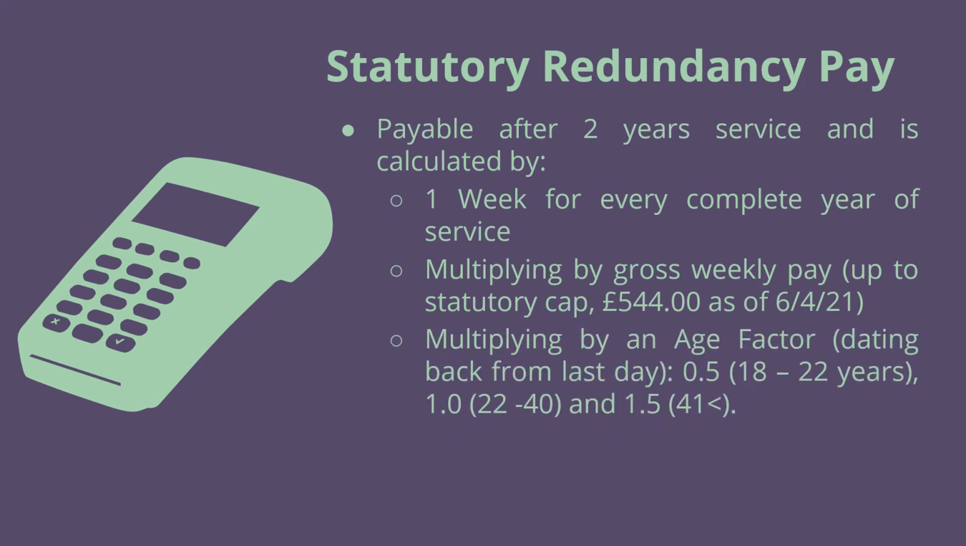This is in turn multiplied by an age factor dating back from how old you are when you are made redundant. This age factor or age multiplier is 0.5, that is half a week, for years worked when you were between 18 and 22 years old, 1.0, so a full week, for years worked when you were between 22 and 40 years old, and 1.5, so an extra half week, for years worked when you were over 41 years old.